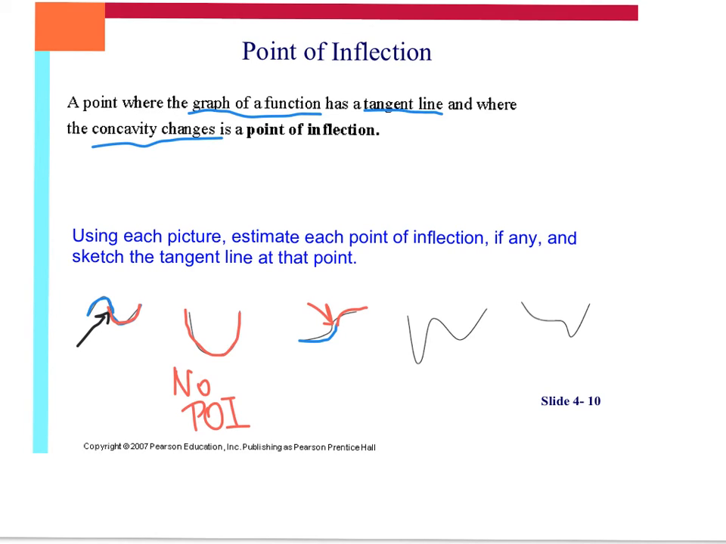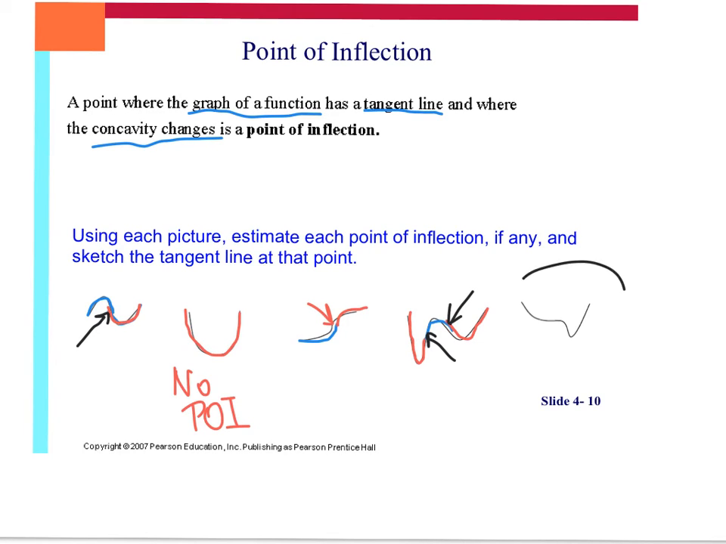Now, of course, if we're given the function, we can analyze it, but here we're just given graphs. Concave up, and then I switch to concave down. And then I switch back to concave up, the entire way. So my points of inflection are right here, right here. So I have 2 points of inflection that time.